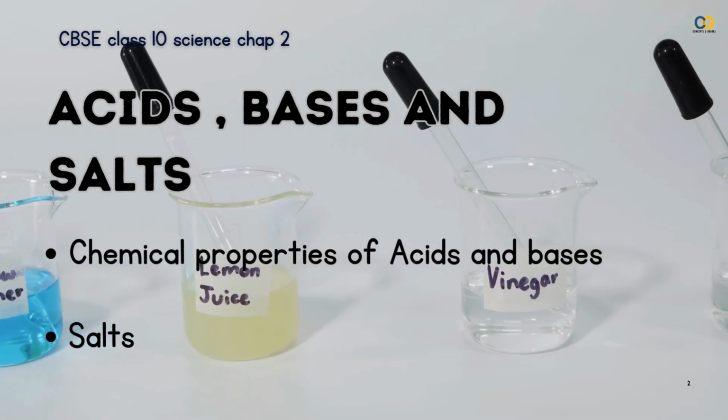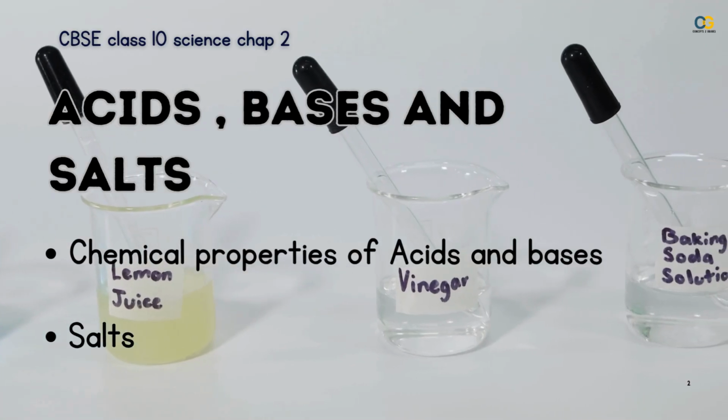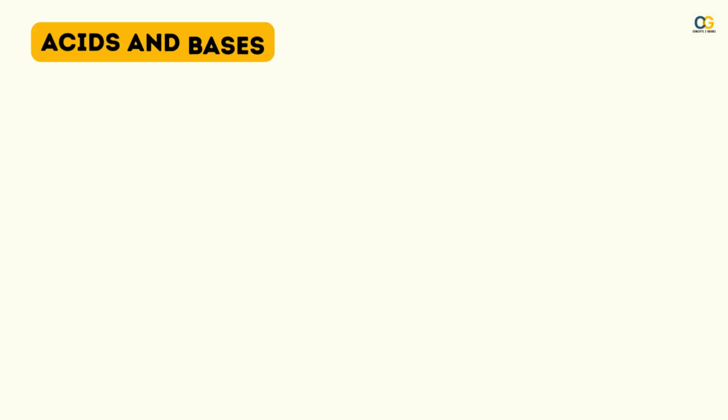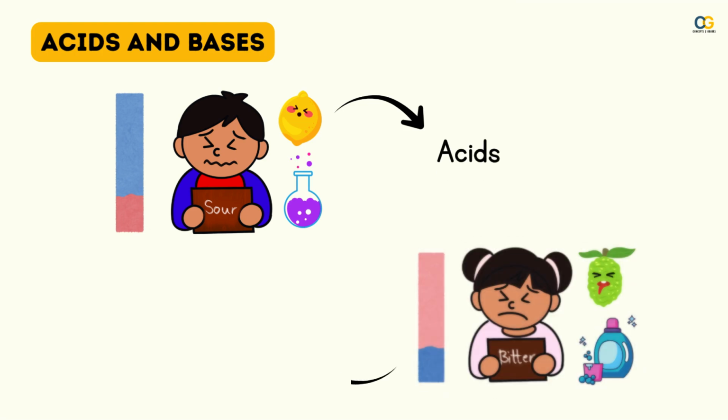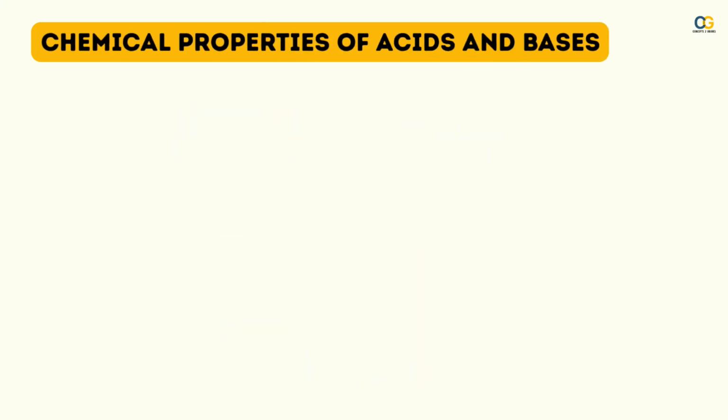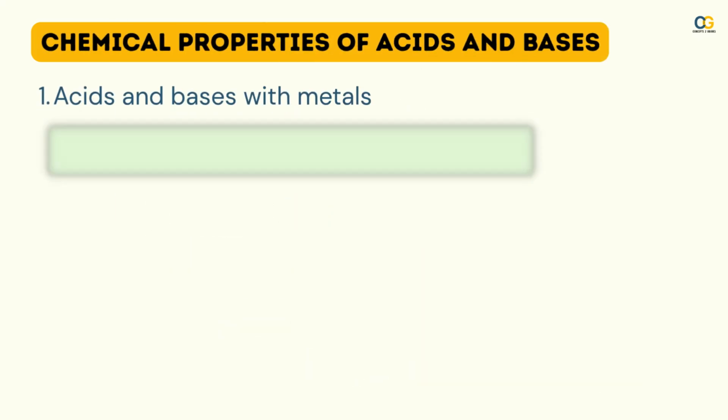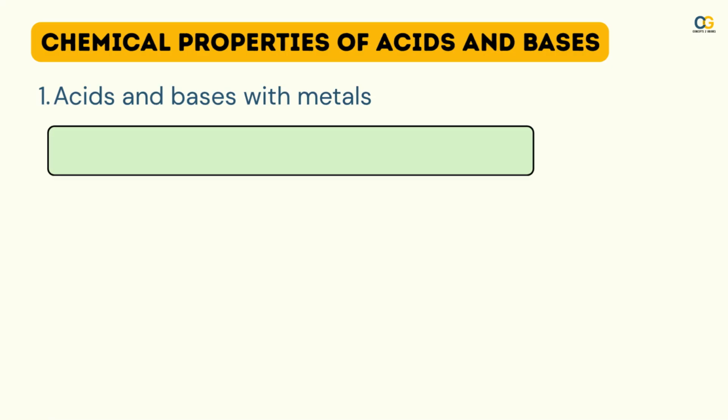We have studied in our younger classes that acids are generally sour and they turn the blue litmus red, and bases are bitter and they turn the red litmus blue. But let us learn what are the chemical properties of acids and bases. Starting with, how do acids and bases react with metals? Well, any acid or base with a metal gives rise to salt and hydrogen.